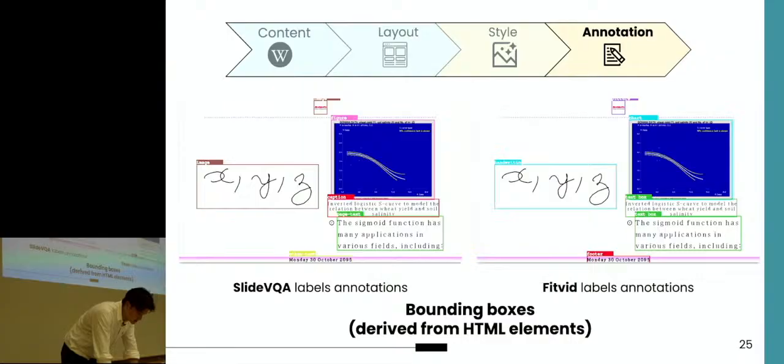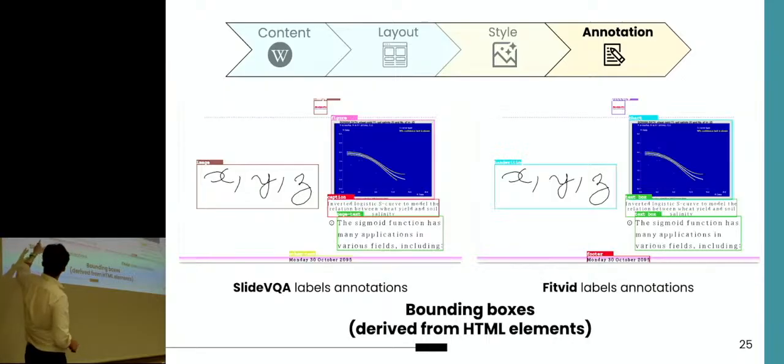And then we can create the annotation. As I said earlier, the slides that we created are HTML pages. So now we just parse the HTML content, and then we can get back the bounding box with the classes. And you can see that, first of all, for the same picture, we can have the SlideVQA version or the FitVid version.